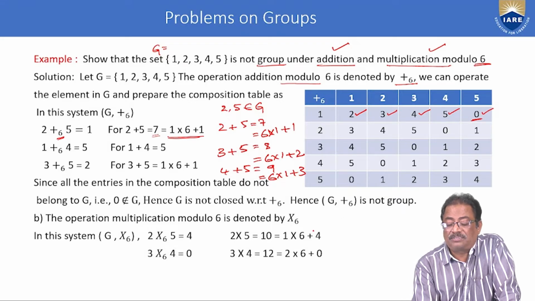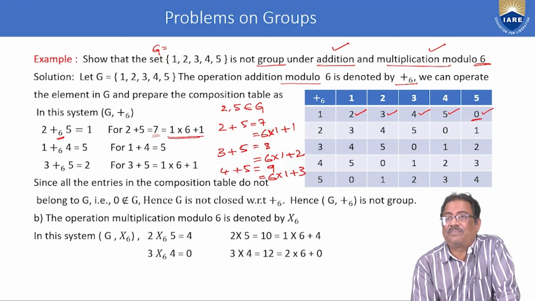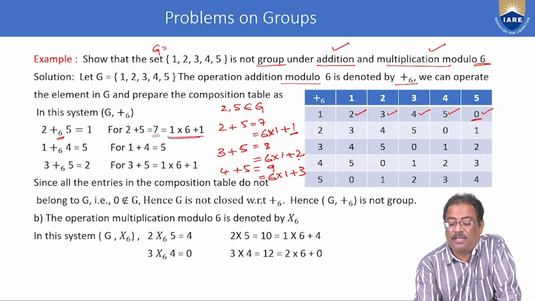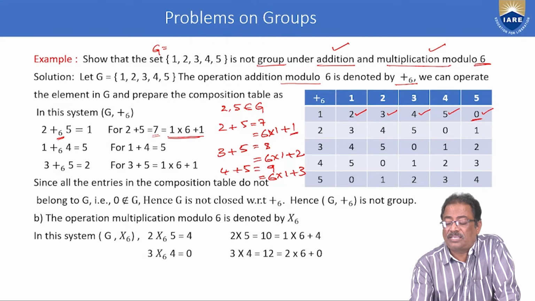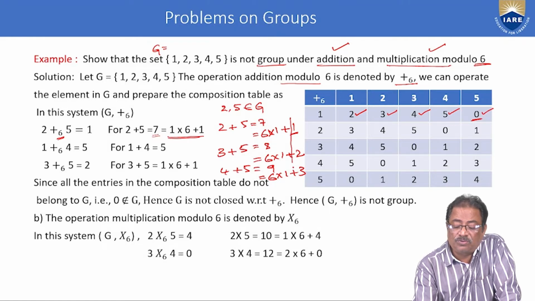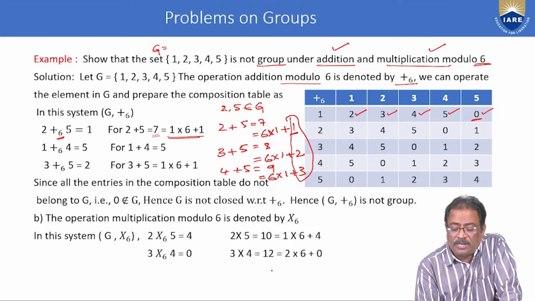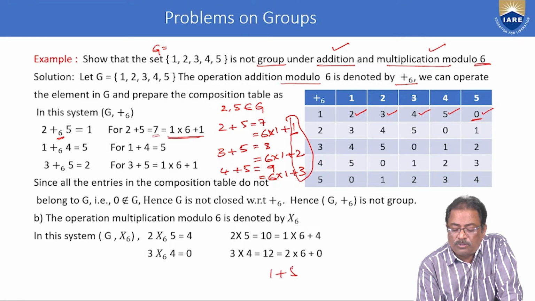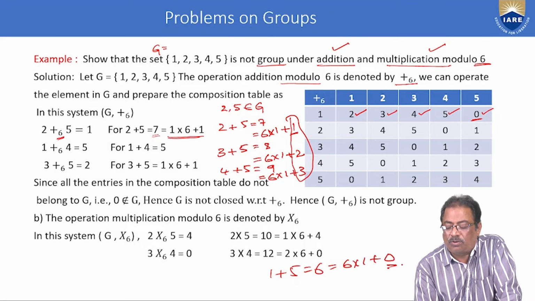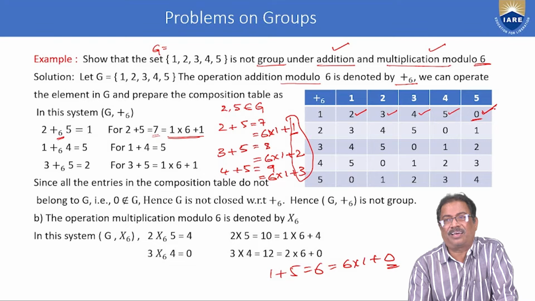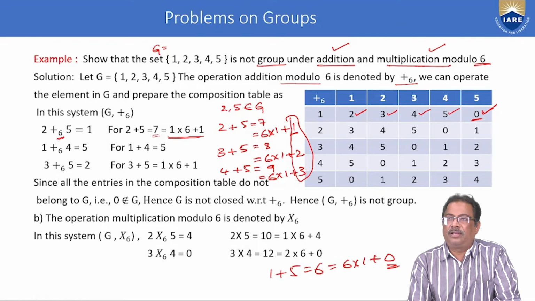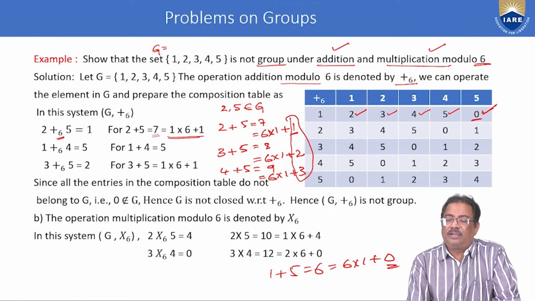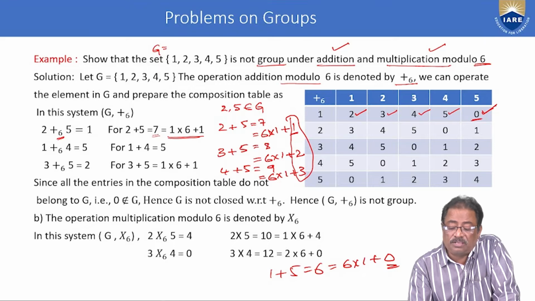Just subtract from that: 7 minus 6, whatever the values will be, I am going to write those values. So 6 minus 6, that value will be 0. Here, see 1 plus 5, I am going to write it as 6, and 6 can be written as 6 into 1 plus 0, so the 0 I can write. Or else, if it exceeds, directly subtract 6 from that. If it is lesser, directly write those numbers. So that is also right.